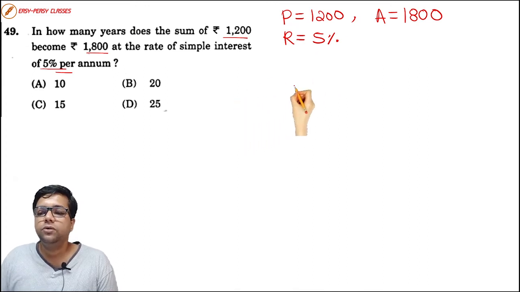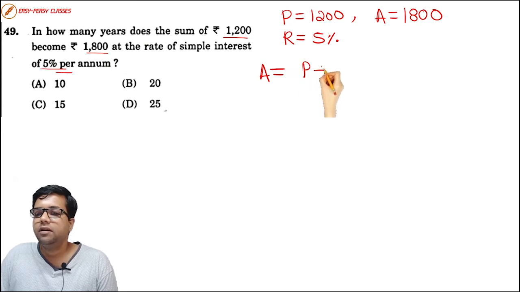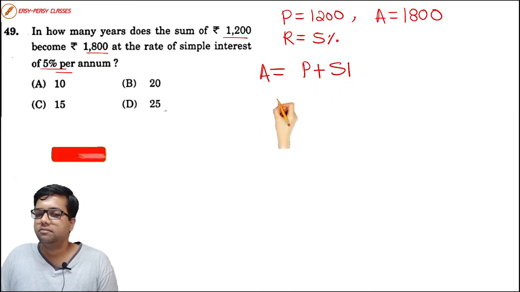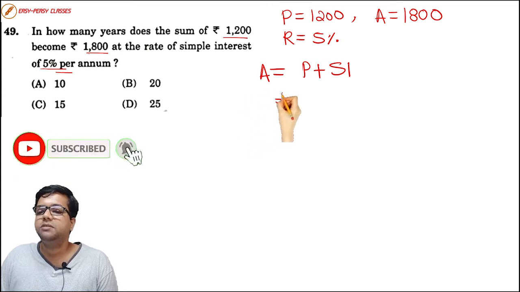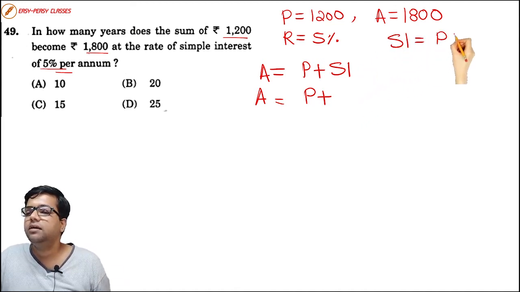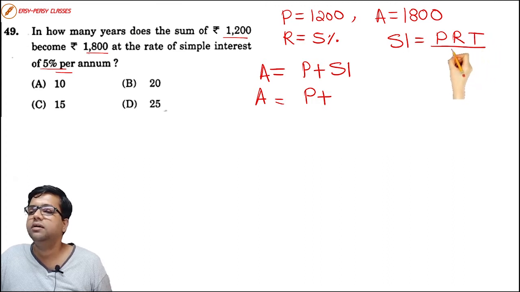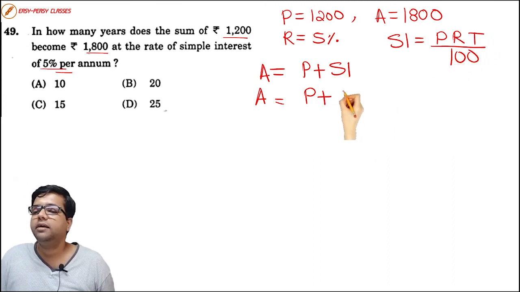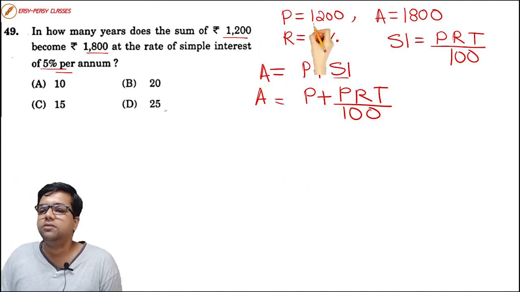So you know the formula for amount. Amount is equal to principal plus simple interest. But what is simple interest? PTR or PRT, both are same. PRT by 100. So you write PRT by 100 in place of simple interest. So now put all the values that are given in the question.